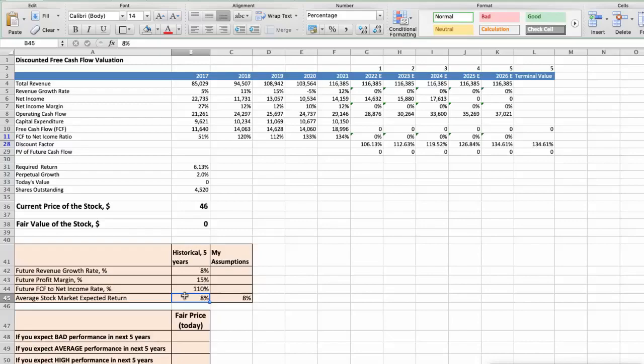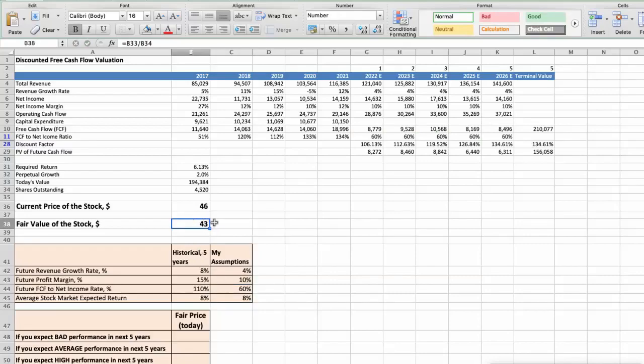Now, let's consider 3 different scenarios for Comcast Company: bad, average, and good. First scenario. Comcast will have bad performance in next 5 years, and we will use the following parameters in our calculation. Future revenue growth rate would be low, 4%. Future profit margin would be low, 10%. Future free cash flow to net income rate would be low, 60%. In this case, the fair value of the stock today would be $43.